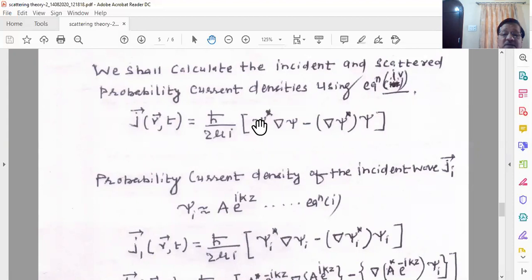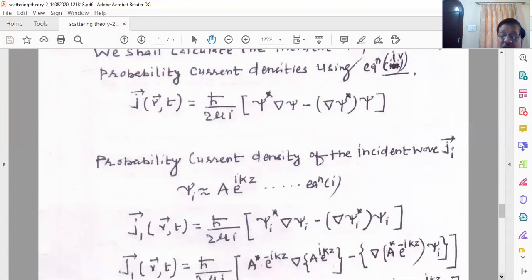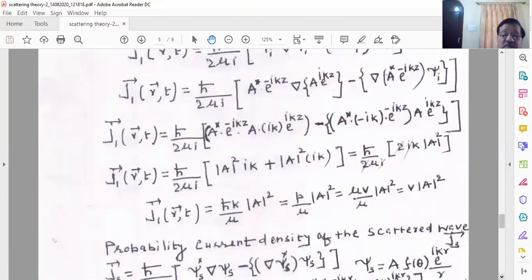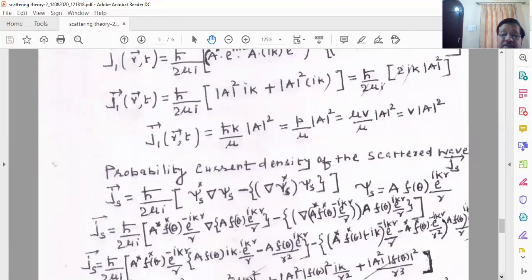And here this is basically ψ of the scattered wave. So ψ_s*, gradient of ψ_s, minus gradient of ψ_s*. Here you have the scattered wave, which is represented by ψ_s. So I wrote this expression here, and look at this expression: ψ* gradient of ψ_s minus gradient of ψ* ψ_s.